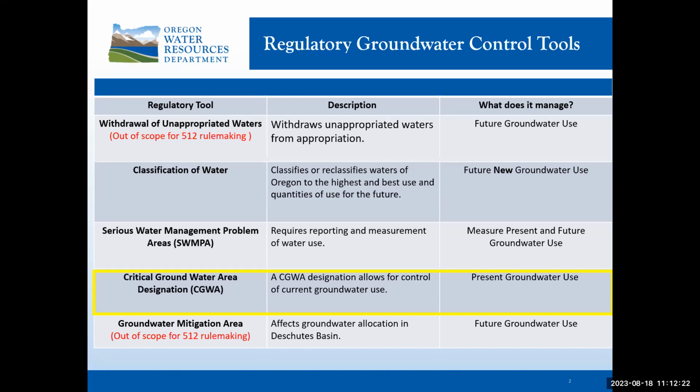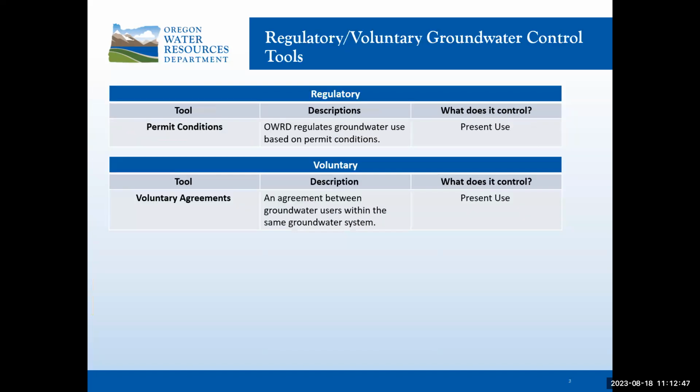So as we've discussed previously, we have withdrawal of unappropriated waters and classification of water, which is focused on future new groundwater use. The serious water management problem area, which is focused on measuring and reporting of water use. And then we have the groundwater mitigation area, which currently only affects the Deschutes Basin, and again, is focused on future groundwater use. A couple of other tools that we have are permit condition regulation.